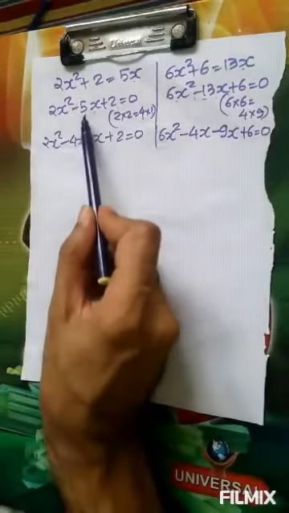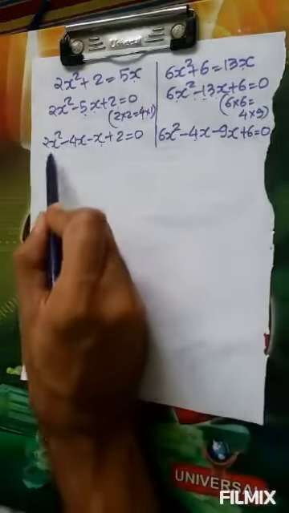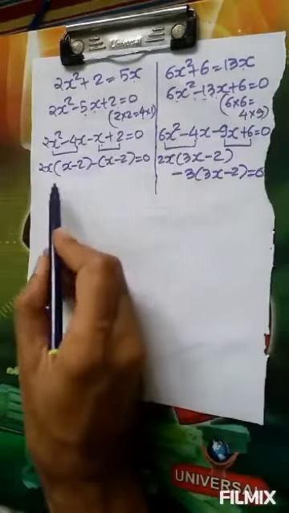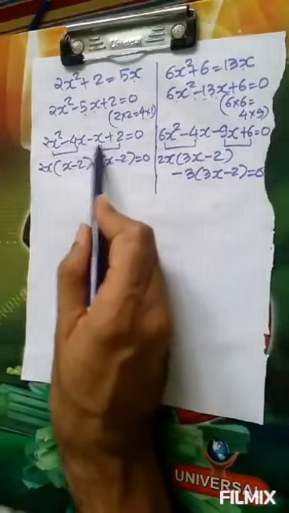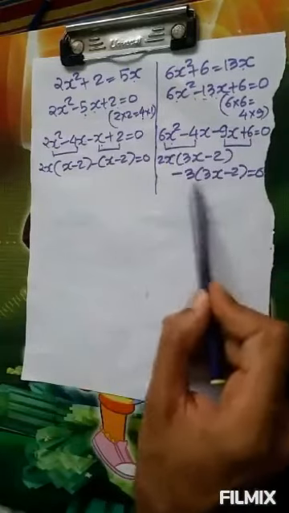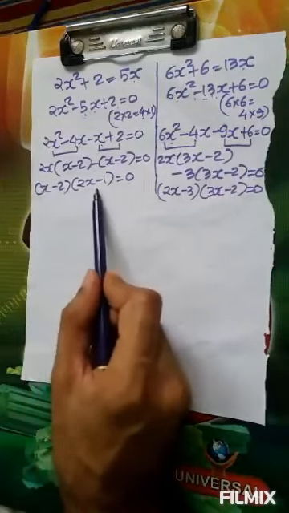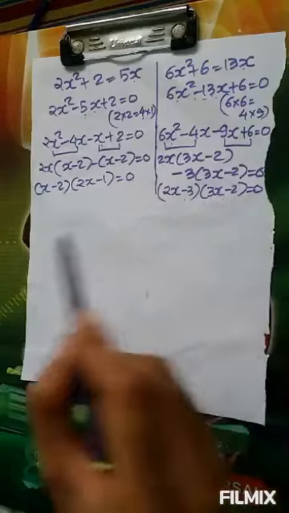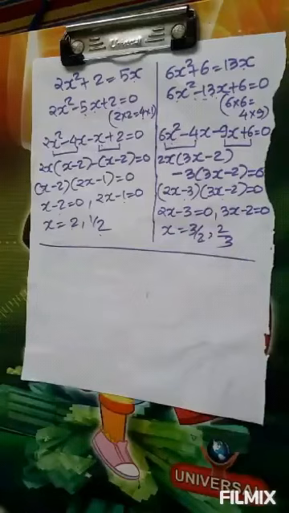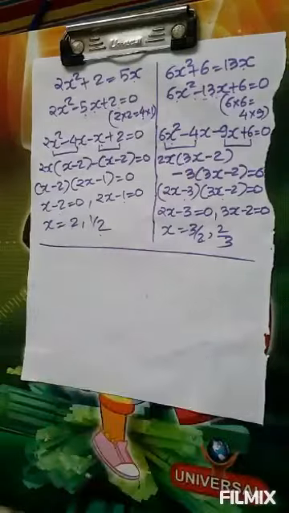So we can split minus 5x as minus 4x minus x, and minus 13x as minus 4x minus 9x. Now we will take common from the first two and the last two terms, taking 2x common here, taking minus 1 here, taking 2x common from the first two and minus 3 from these two, we will get these two, which finally gives us the factors x minus 2, 2x minus 1, 2x minus 3, 3x minus 2 equals 0. So this gives 2 and half, this gives 3 by 2, 2 by 3, which are the final solutions. So the number of solutions that we got is 4.